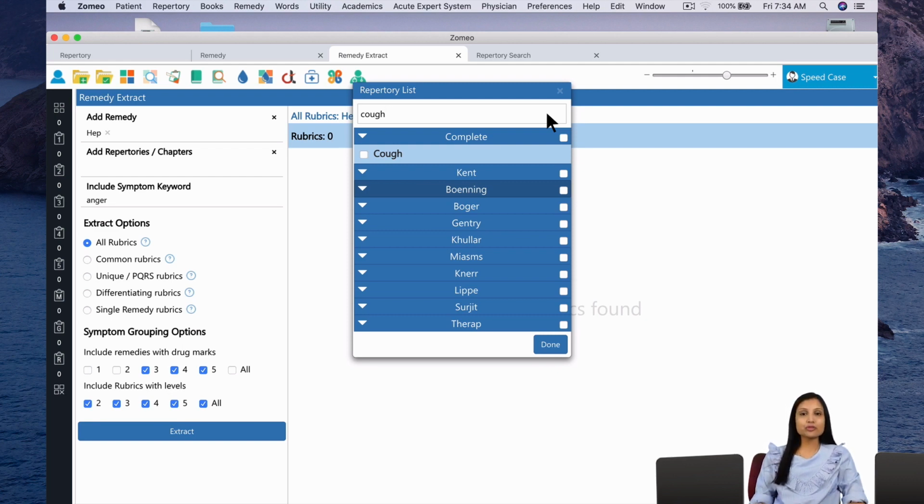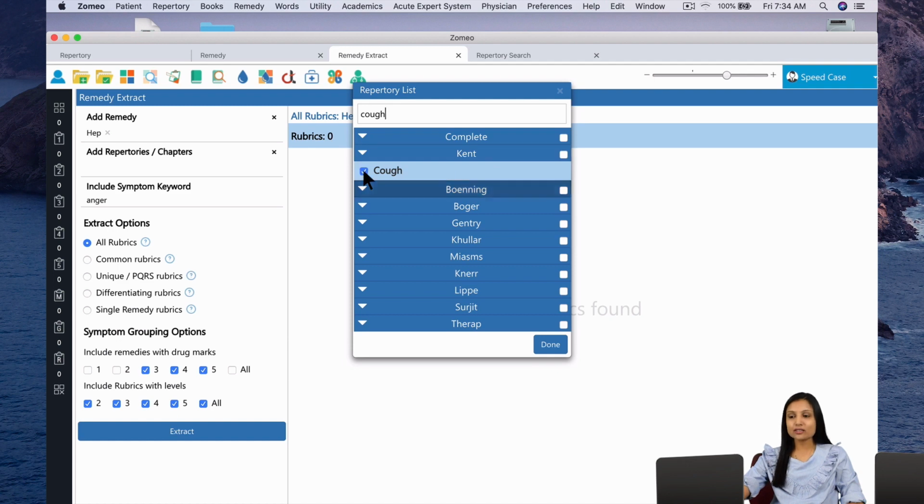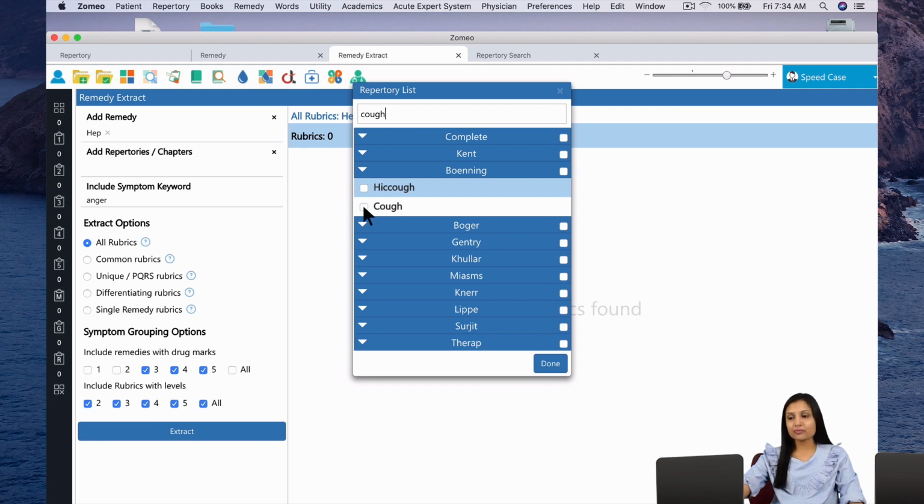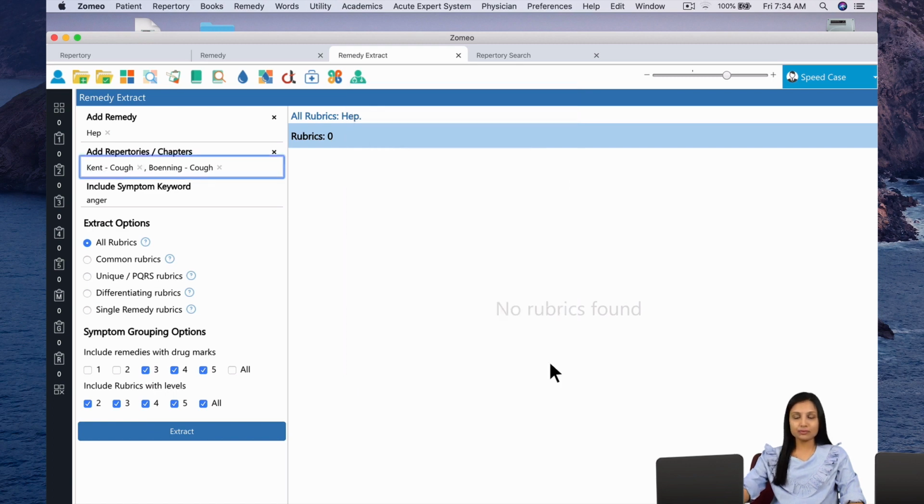Let's look at the chapter of cough in Kent and BBCR. Okay, so you select Kent and check the cough chapter of Kent. Similarly, you select BBCR and check the chapter of cough in BBCR. You click on done. So now we have selected 2 chapters for extract. Remember, you can select more than 1 chapter also from different repertories for your extract. They help you to understand how a remedy is represented in different repertories.